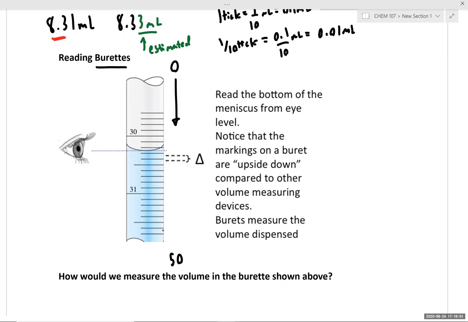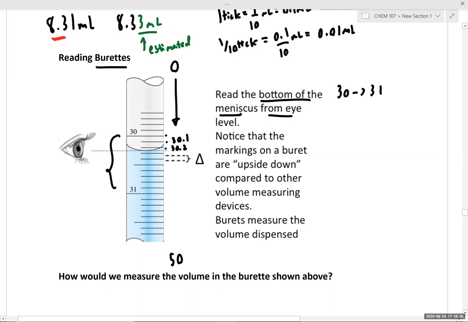So as always, you read the bottom of the meniscus at eye level. So we've noted the bottom of the meniscus. And let's fill in our tick marks. So here's 30. This next tick would be 30.1, 30.2. And then to unpack this further, let's look at the value of a tick mark. So to go from 30 to 31, so in 1 milliliter, it takes us a total of 10 ticks. In other words, 1 tick is equal to 0.1 milliliters.